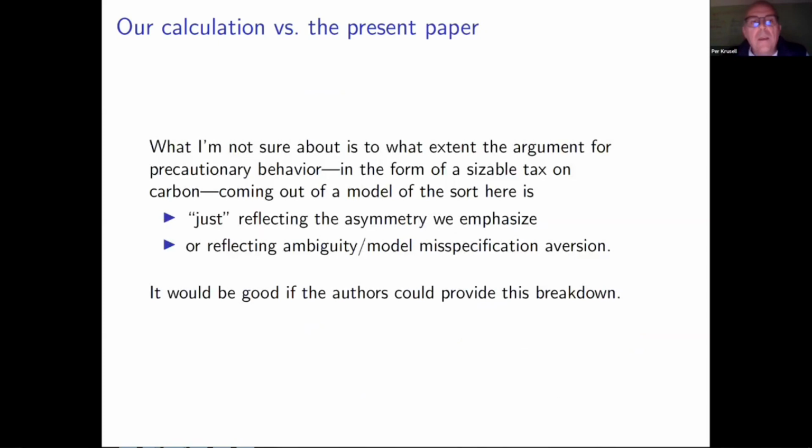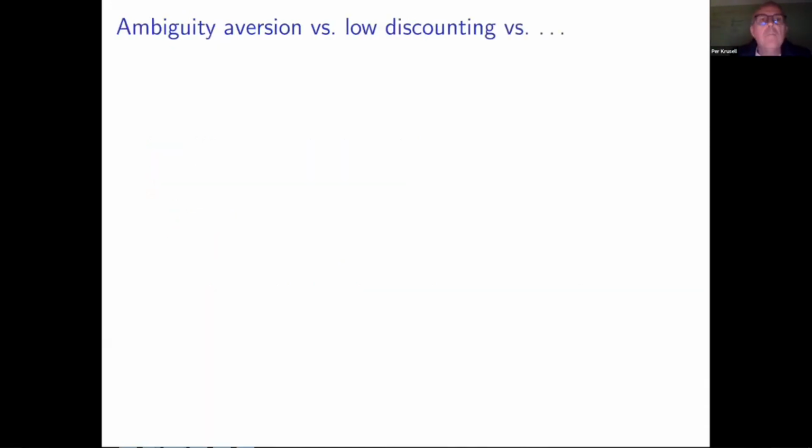So now my perspective is to compare this to the present paper. What I'm not sure about in the paper is to what extent the argument the authors have for precautionary behavior, which comes through ambiguity aversion and distorting the probability to act as if you think it's really bad, gets its results, or what part of the results, from this built-in asymmetry that we have documented, and what comes from the ambiguity aversion that they assume. So I think it would be good if they explain that, because it would help me think about these models with ambiguity aversion.